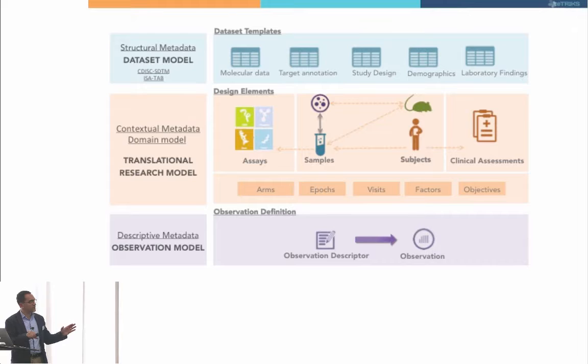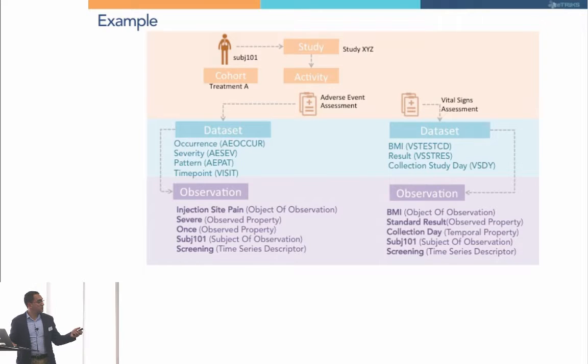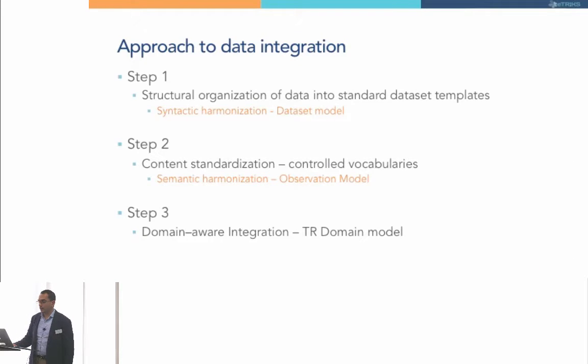This is where all of these different models and templates get harmonized into a very common and simple generic model. This is an example: subject, treatment, a data set for adverse events will have these variables, a data set for vital signs will have these variables, but these variables are represented in the observation model as generic descriptors that will be exactly the same, regardless of which data set they come from. So the process is, you achieve the data set structuralization, you achieve the semantic harmonization, then you achieve the linking and the gluing into the context of the study.